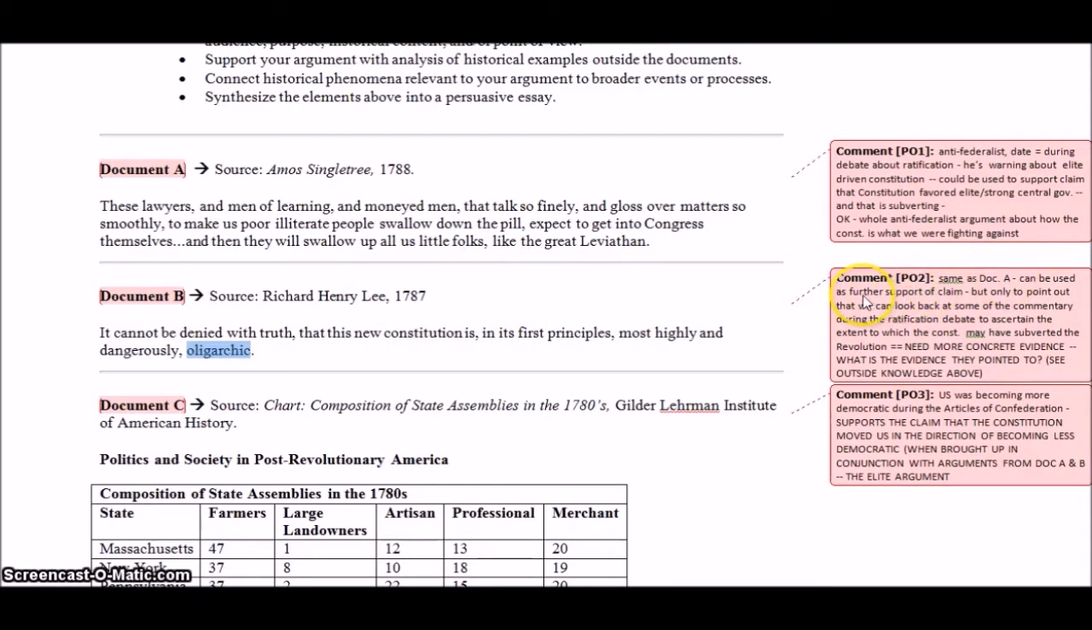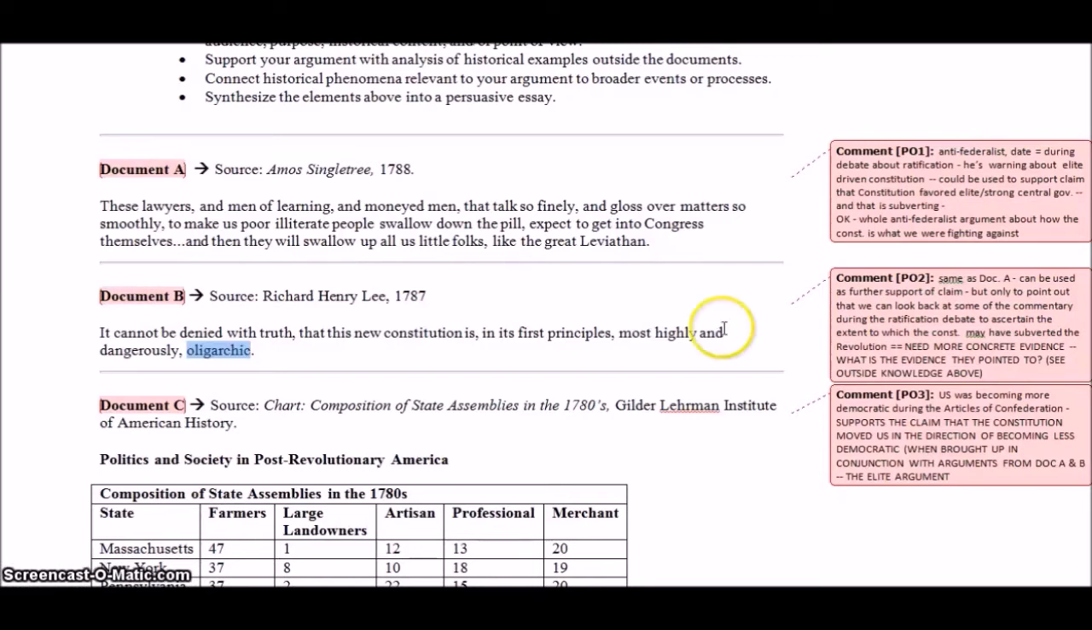It can be used as further support of the claim, as mentioned above, but only to point out that we can look back at some of the commentary during the ratification debate to ascertain the extent to which the Constitution may have subverted the revolution. That is, we need more concrete evidence. What is the evidence they, as in the Anti-Federalists, pointed to? So go back to your white papers. What evidence did they point to argue the Constitution would be elite?